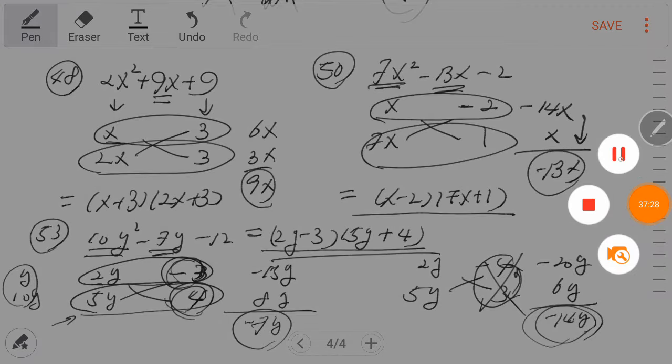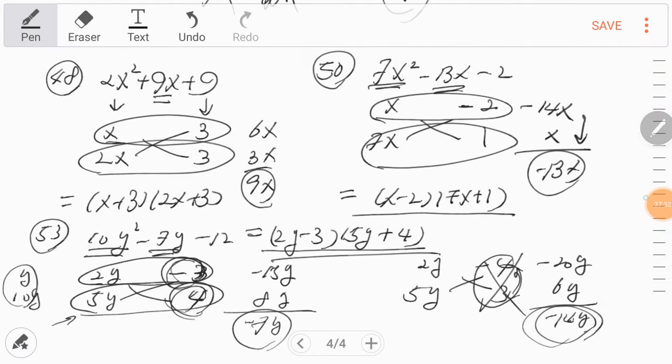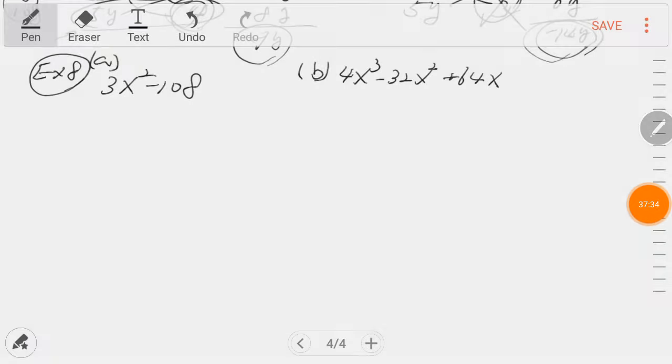So it's very important to practice. Okay, let's do example 8. The first one is a binomial. If it's a binomial, then always check if it satisfies one of those four properties.